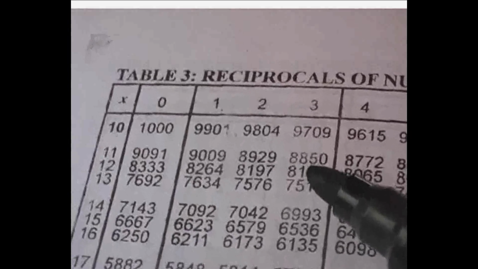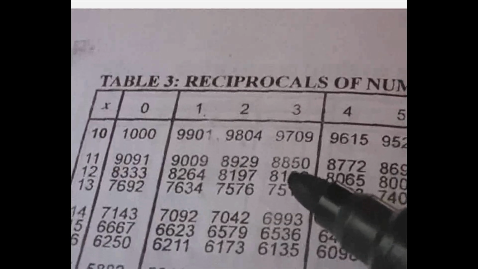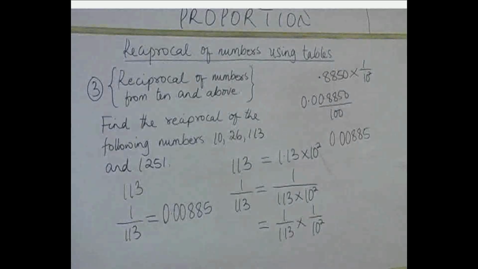So that was where we got the information. That was exactly what we have on the whiteboard. That we now put a decimal point before the 8, the first digit. That gave it 0.8850 before we went on our multiplication and I got the grand answer being 0.00885.